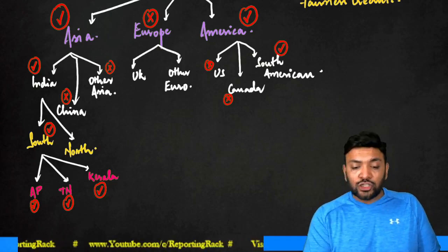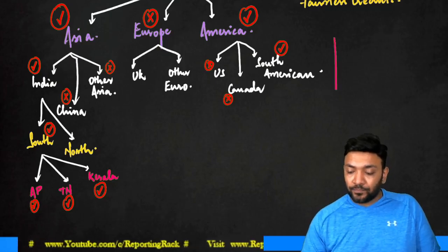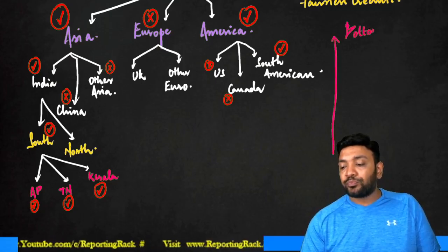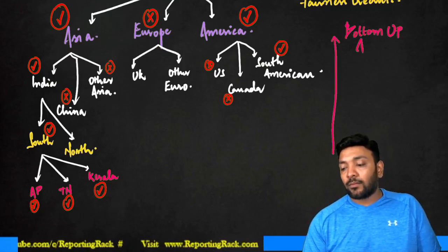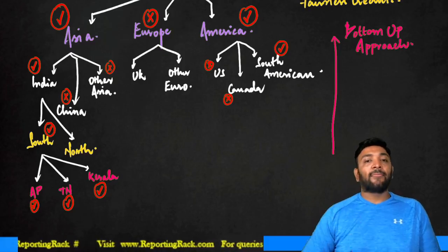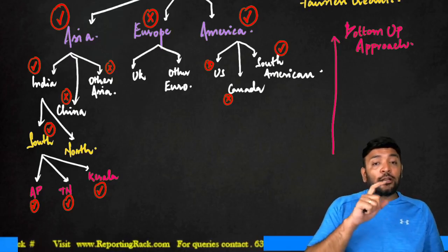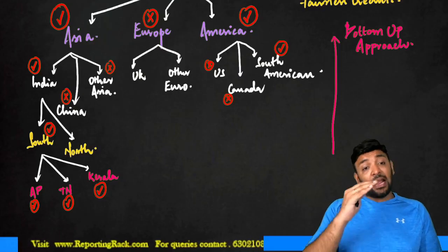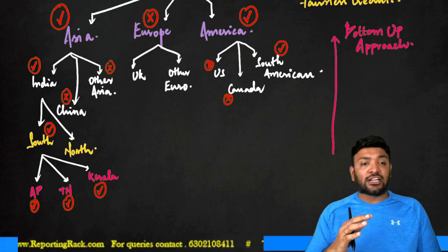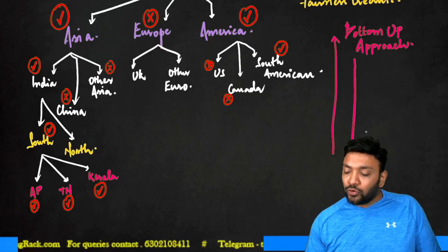So this approach is called the bottom-up approach. If instead I allocate goodwill to the continents of Asia and America, and then out of Asia's goodwill, how much of goodwill should be allocated to India and other Asian countries? If I go in this approach, then I'm moving from top down.